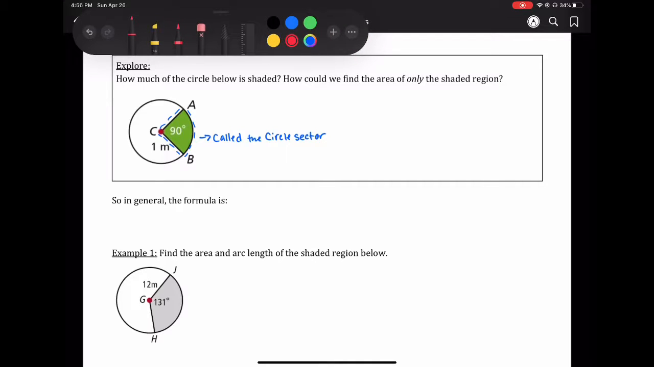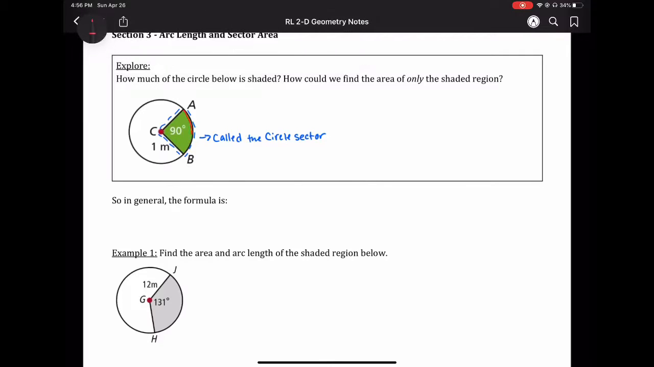And then I'm going to trace rather, this part of the circle that goes from A to B. That piece is part of the circumference of a circle. That is what we call the arc. So when it says arc length, section 3 arc length, we're talking about the partial circumference of a circle, the distance from A to B in the picture. And sector area is referring to the partial area of a whole circle.